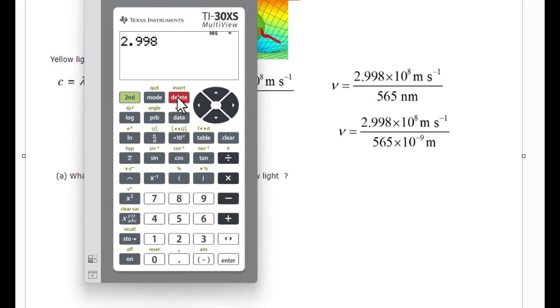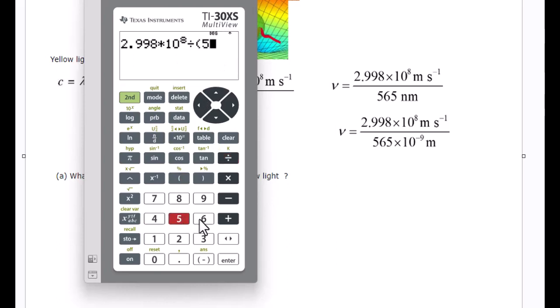So I'm going to go back here and put in the times 10 to, and now I'm going to put in 8. Now I'm going to go to my next thing. This is a bit awkward. Divided by. But whenever you do a division with a scientific notation using these 30s, you're going to have to use parentheses.